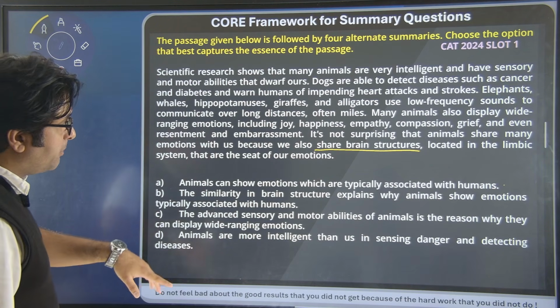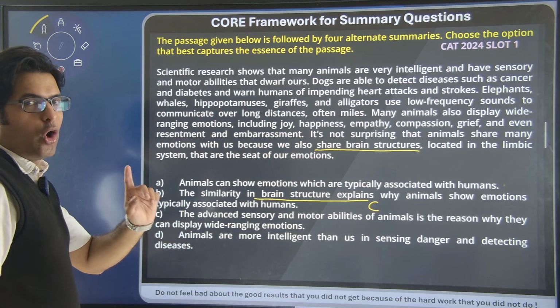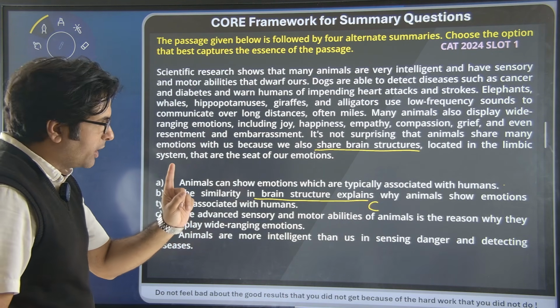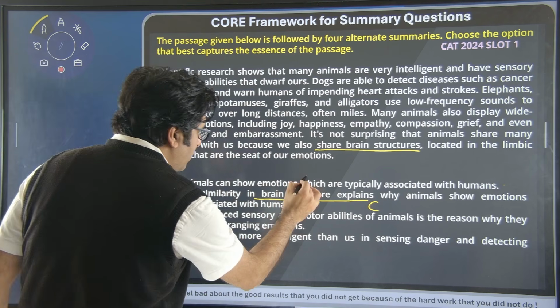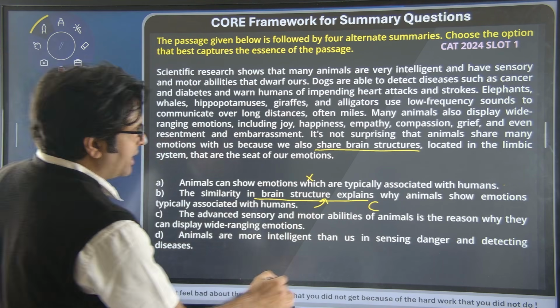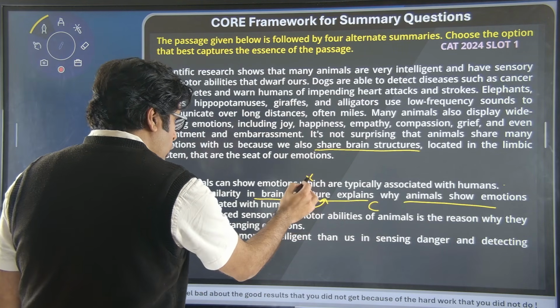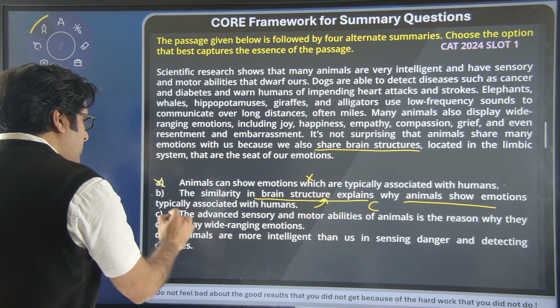The similarity in brain structure explains. Remember the core का include all the important points, cover all the important points. Core framework का पहला ही part है. First वाले में ये part cover नहीं हुआ, तो out of A and B, B seems to be better. Why animals show emotions typically associated with humans? So I can now reject A because I have a better choice in B.